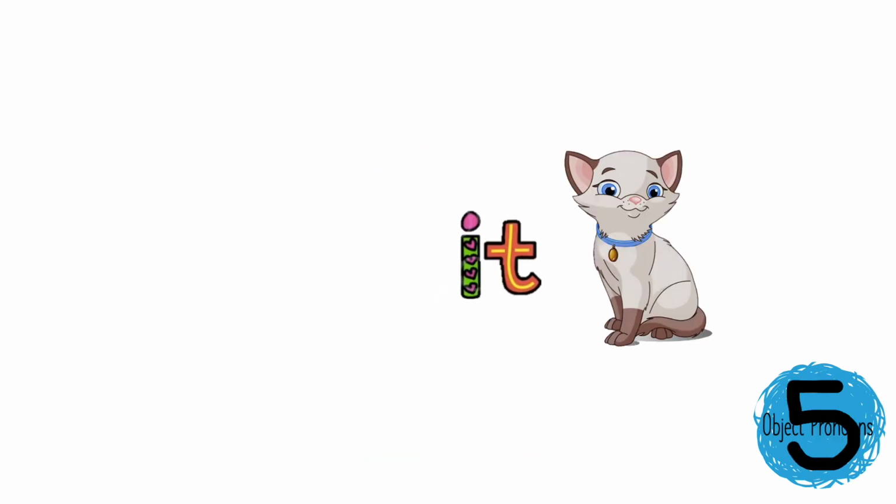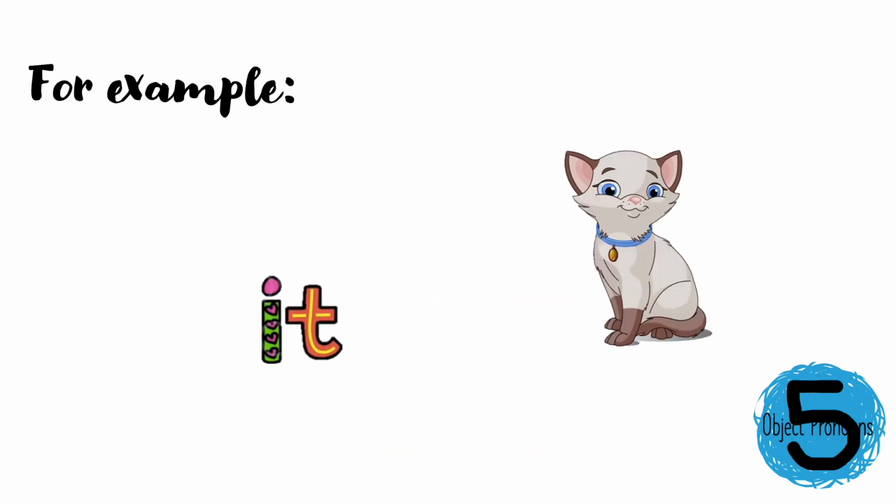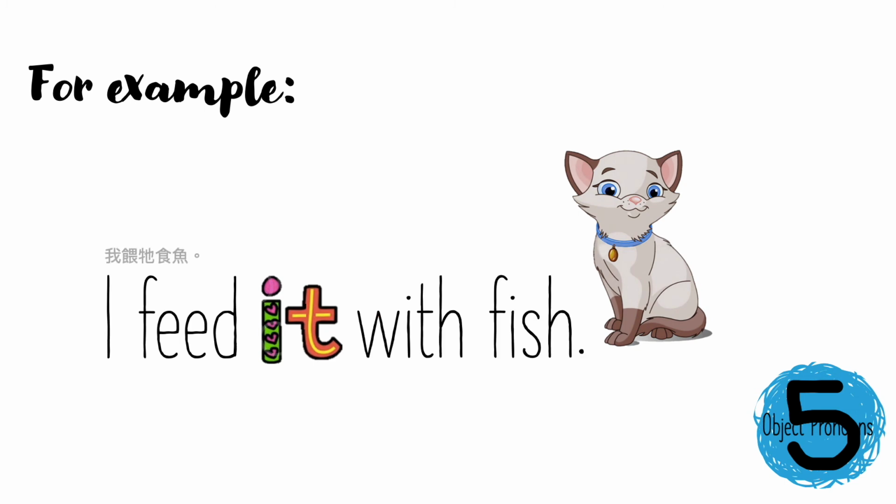Number 5, it, for an animal. For example, I feed it with fish. Feed is the main verb. Who do I feed? I feed it. It is the object. It receives this action of feeding.